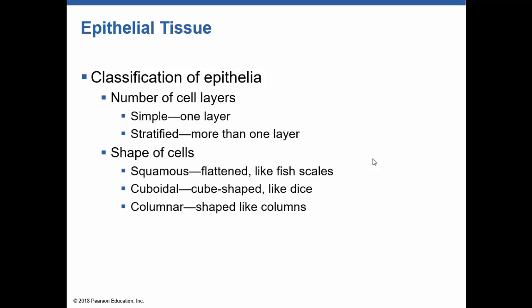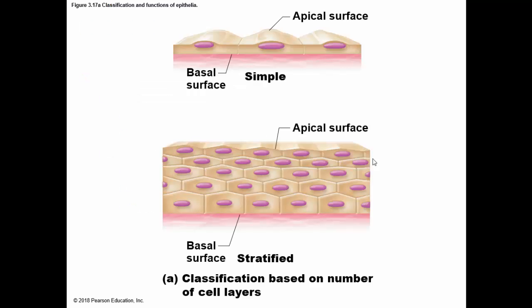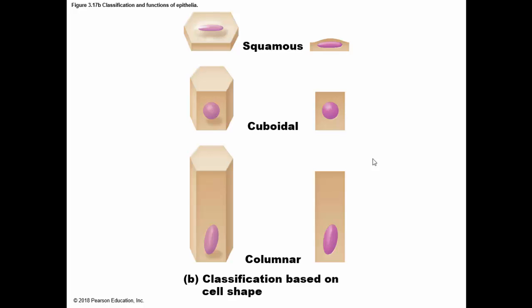So when you classify epithelia, you get different numbers of cells. Now, this is where I'm not going to get all particular on your test, but I do want to show you can have one layer or you can have multiple layers, which is stratified. So simple versus stratified. And the shape of cells can be squamous, flat like fish scales, cuboidal, obviously like a cube, or columnar like columns. Just to show you the difference between simple versus stratified, you can see different layers in the bottom one. Squamous, cuboidal, columnar.